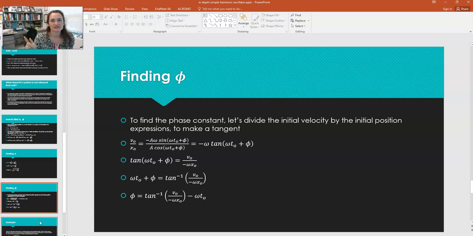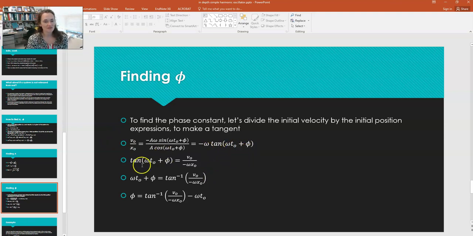Okay, so if we divide the sine by the cosine to make a tangent, that means we divide v naught by x naught. So v naught is equal to minus a omega sine of omega t naught plus phi. We divide that by x naught, a cosine of omega t naught plus phi. Then the a will cancel out from the top and the bottom, and I'm left with minus omega tangent of omega t naught plus phi.